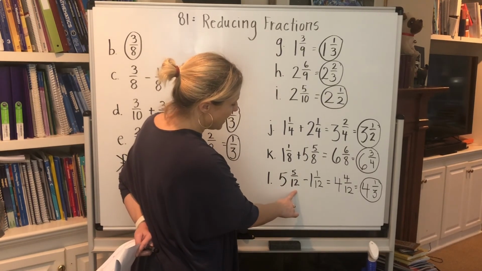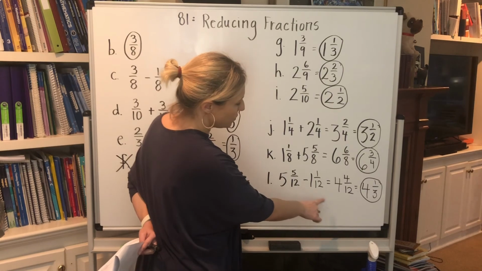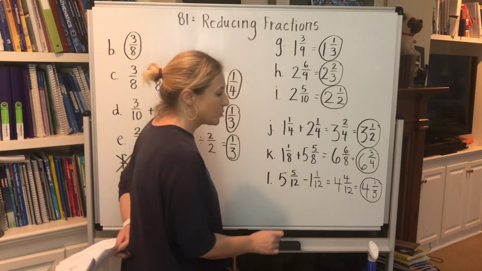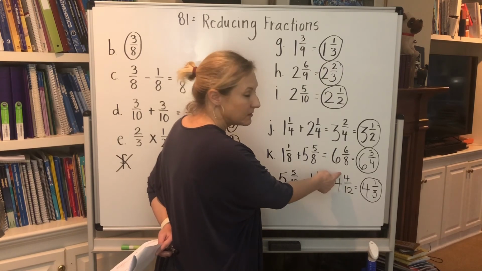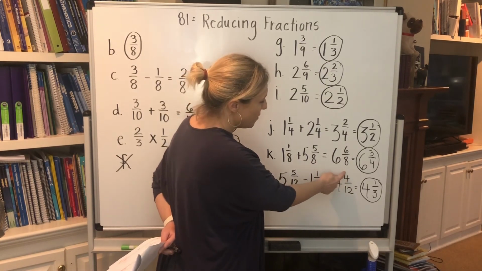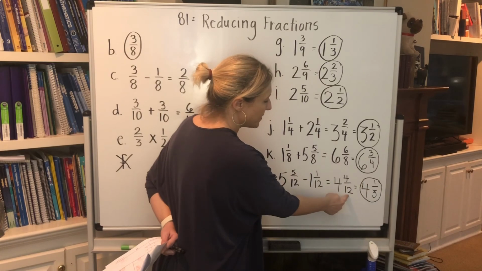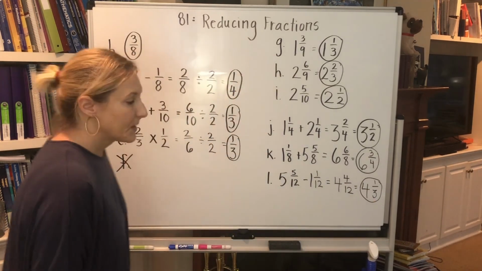5 and 5/12 minus 1 and 1/12 equals 4 and 4/12. What was the greatest common factor of 4/12? The 4. 4 goes into 4 once, and 4 goes into 12 3 times. 4 and 1/3.